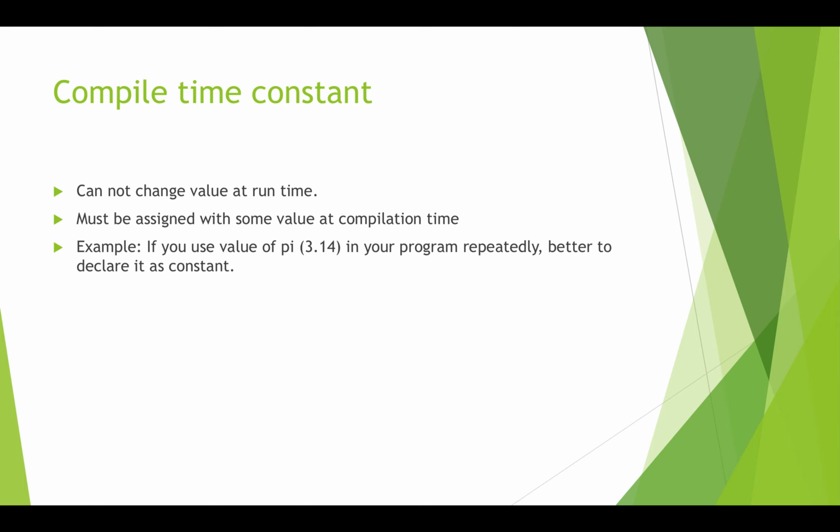Okay, so for the constant, I'm giving an example: if you want to use, say, the value of pi, which is 3.14, in your program, then you just create a constant variable for it and use that. Okay, so you cannot change its value at runtime. A constant must be assigned some value at compilation time.